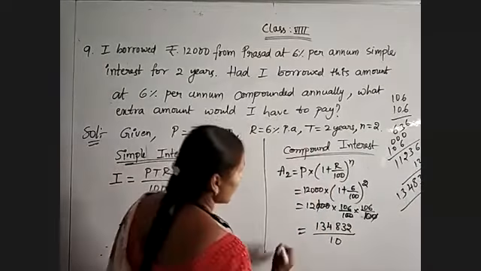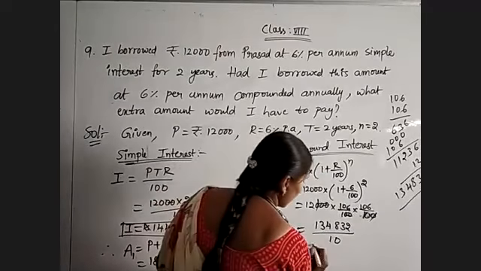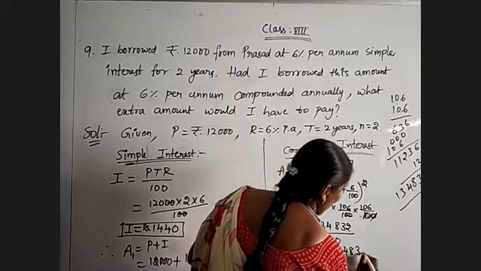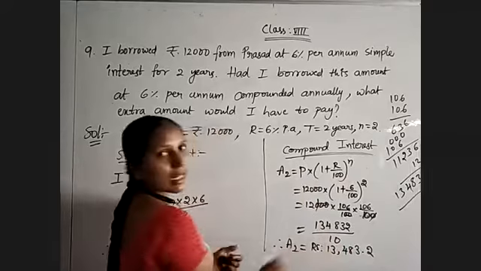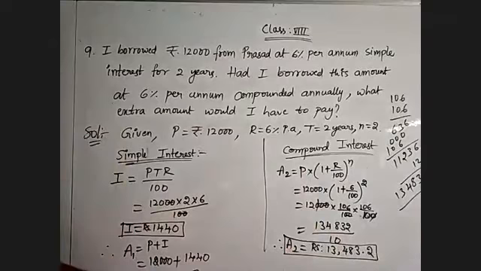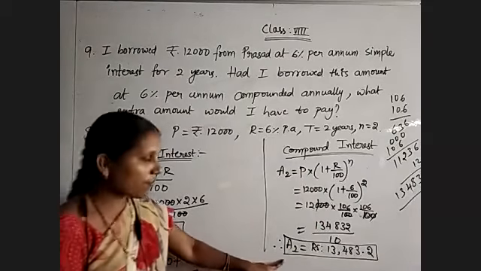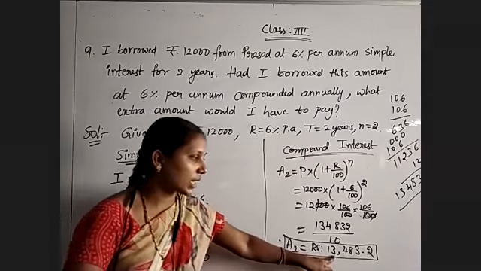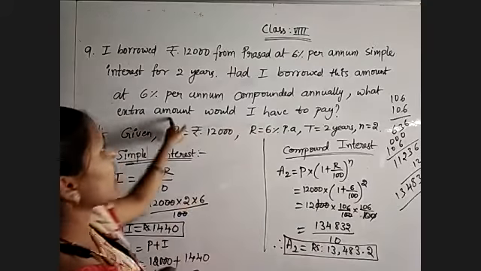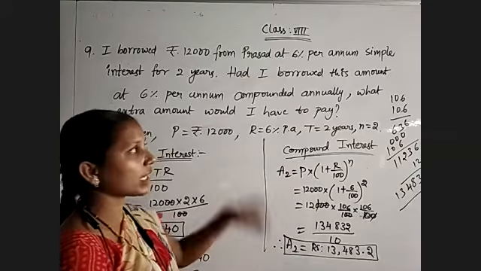Therefore, amount in case of compound interest is 13,483.2. Before one digit, you will get the point. Now this is the second amount. In case of simple interest, he is paying 13,440 rupees. In case of compound interest, he is paying 13,483.2 rupees. They are asking what extra amount would I have to pay. So what is the difference between these two? That will be the required amount.